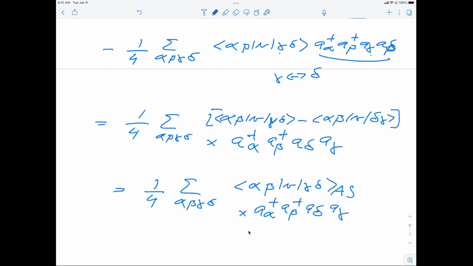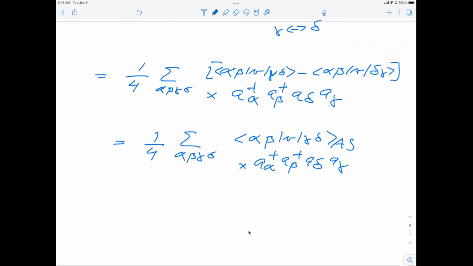This is extremely useful if you're dealing with identical particles. If you have distinguishable particles, like if you're dealing with protons and neutrons, then you have to be a little bit more careful, but you can still redefine these matrix elements. So it's very useful when you're dealing with identical particles, like electrons, for instance.